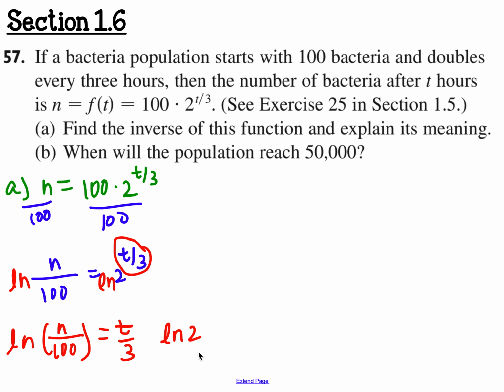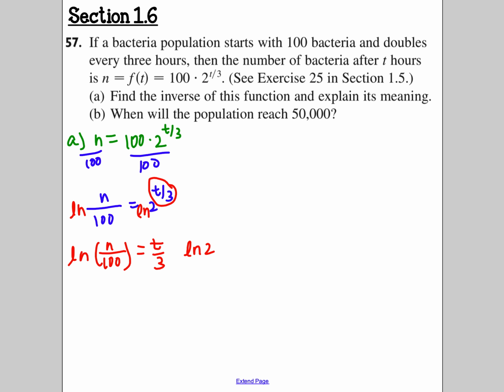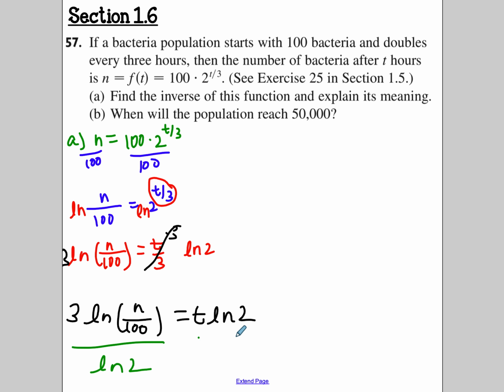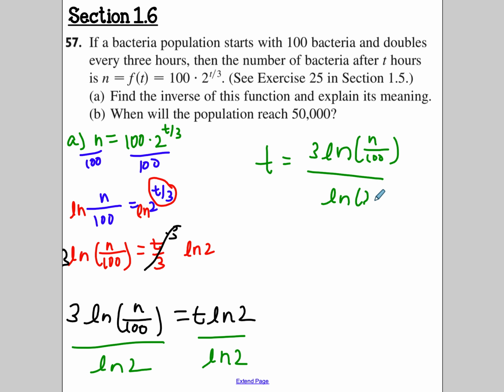Then I'm working on getting t by itself. So I'm going to multiply both sides by 3 to get that out of there. So I have 3 ln of n over 100 equals t ln of 2. And then lastly, go ahead and divide both sides by ln of 2. So for A, my inverse would be 3 ln of n over 100 divided by ln of 2. That would be my inverse.